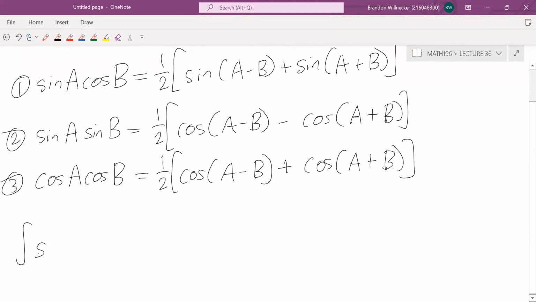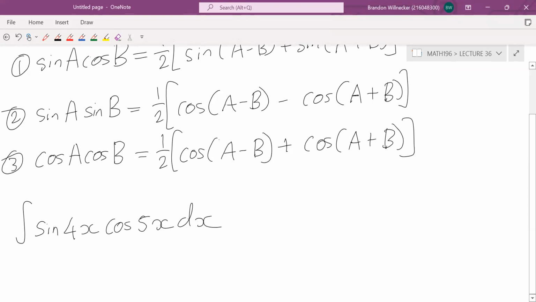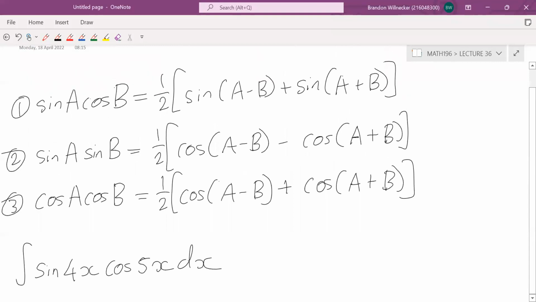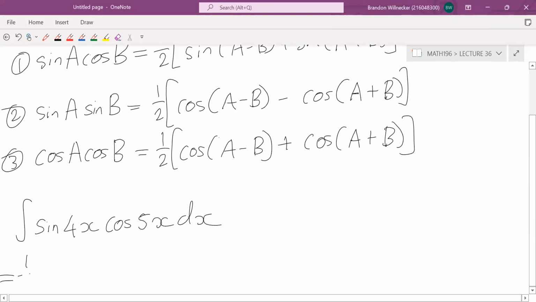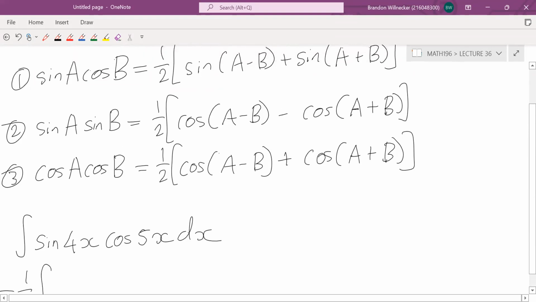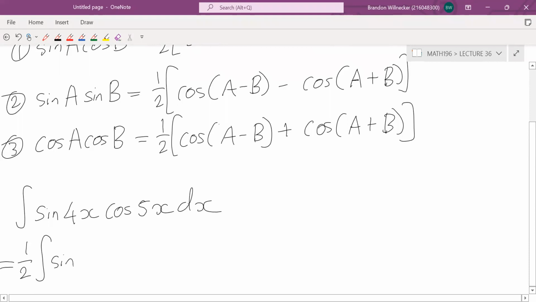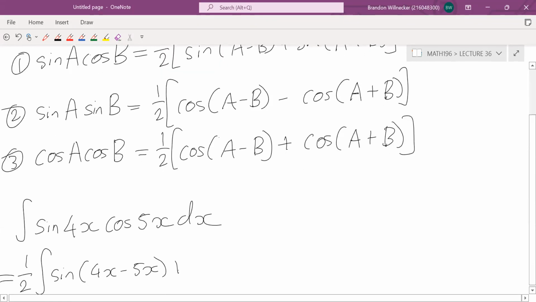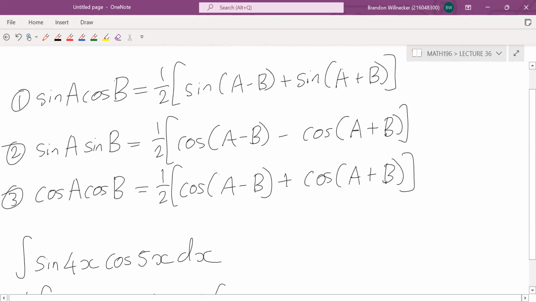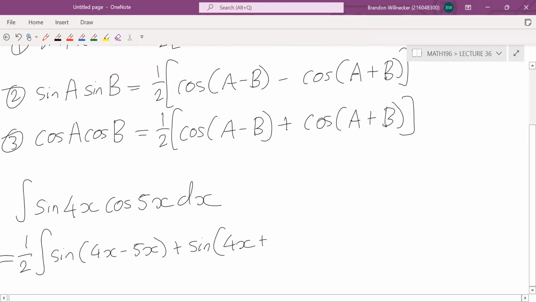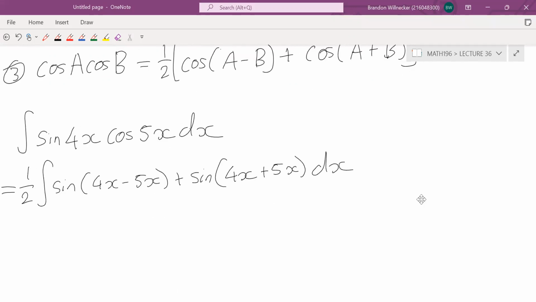So we have the integral of sine 4x cos 5x dx. We said that was case 1. So we're going to have to expand this out using the identity for case 1. So we've got the half. We can take that to the outside. Integral of sine(A minus B), so that's going to be sine of 4x minus 5x, plus sine(A plus B), so that's going to be 4x plus 5x, dx.